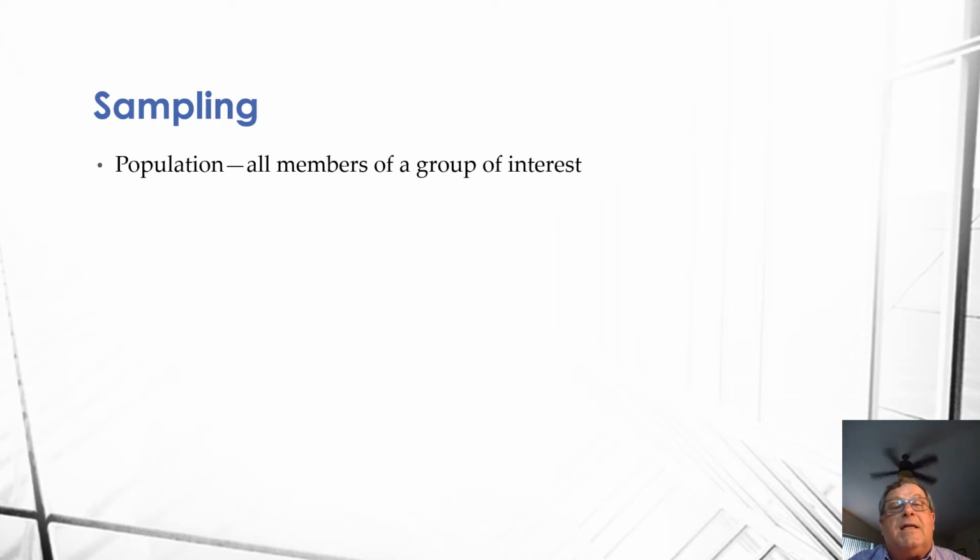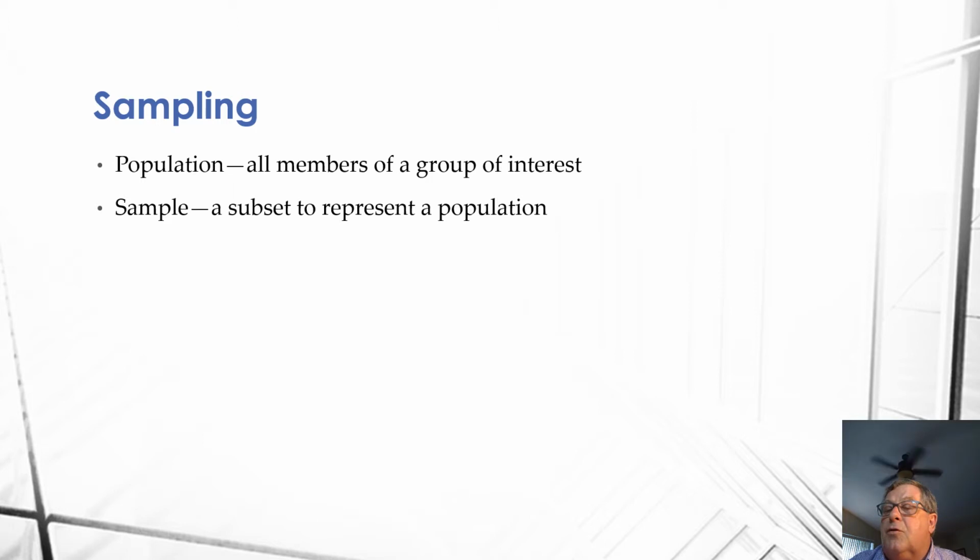And so what statisticians do is they develop samples. A sample is a subset that's used to represent a population. Now let's think about the student body. Rather than get data from the entire student body, we might develop some type of sample. Now there are 5 types of samples that we're going to consider here.